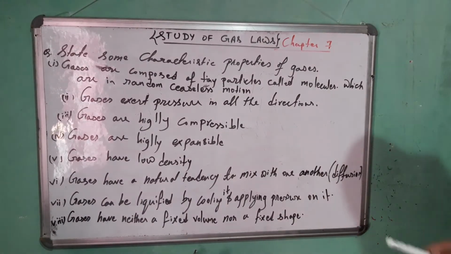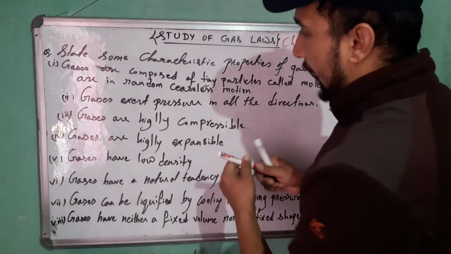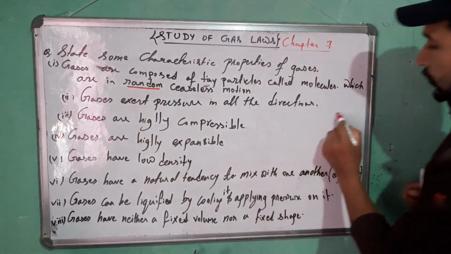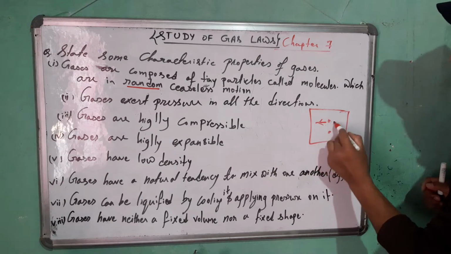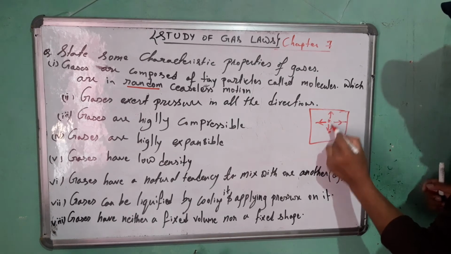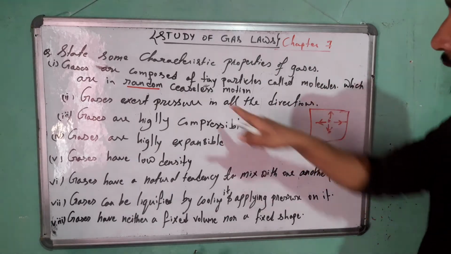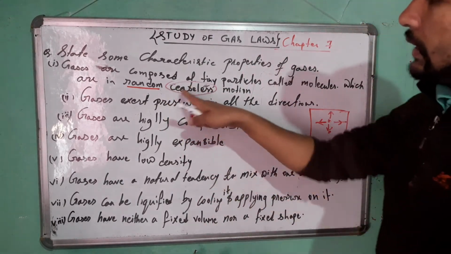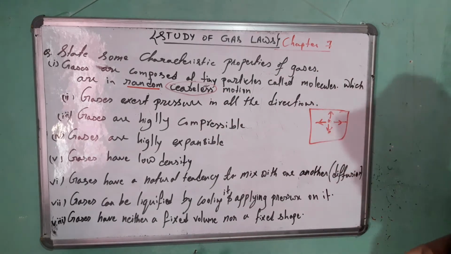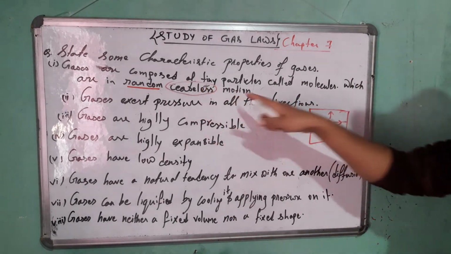Gases are composed of molecules which are in random motion. Random means in any direction. Suppose this is a container and here you have some gas molecules. These molecules can move in any direction, in any possible direction. So random is that. Ceaseless means never stopping. Ceaseless motion means never stopping motion.